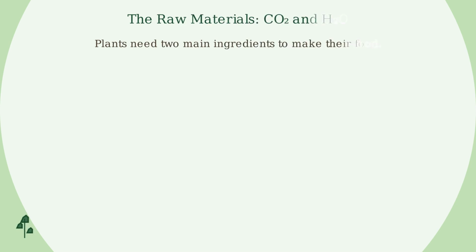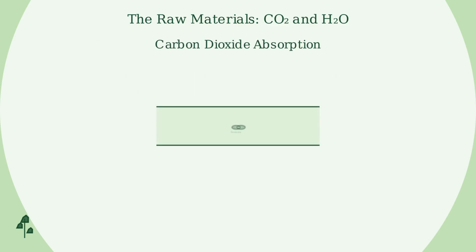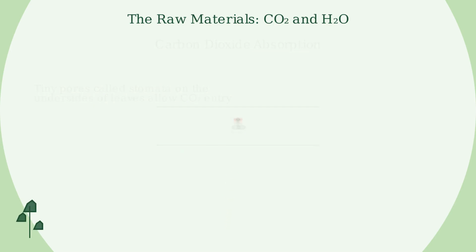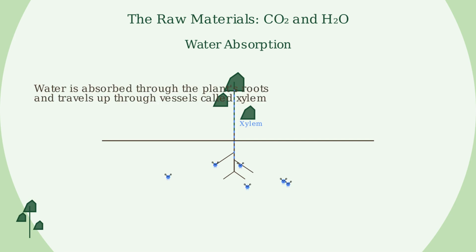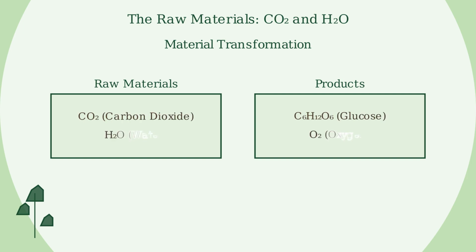Plants need two main ingredients to make their food: carbon dioxide from the air and water from the soil. Carbon dioxide enters the plant through tiny pores called stomata on the undersides of leaves. The plant essentially breathes in carbon dioxide instead of eating food. Water is absorbed through the plant's roots and travels up through vessels called xylem to reach the leaves. These raw materials will be transformed during photosynthesis into glucose and oxygen.